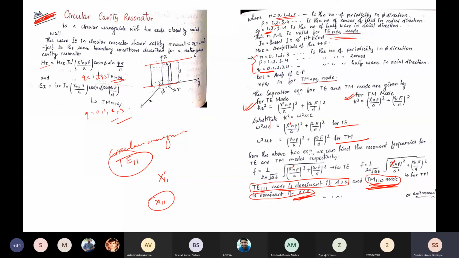Okay, so you should remember this dominancy and the cutoff and the resonant frequency of the mode. Just write down on one paper and try to check out the comparison between all these. Just go through this once. Okay, now we have the last slide. This is the last slide. We have quality of a cavity resonator.